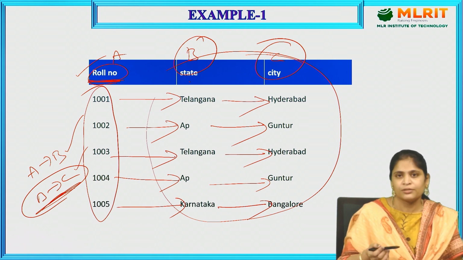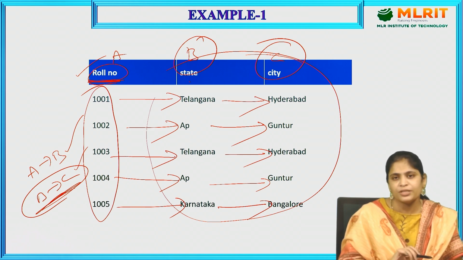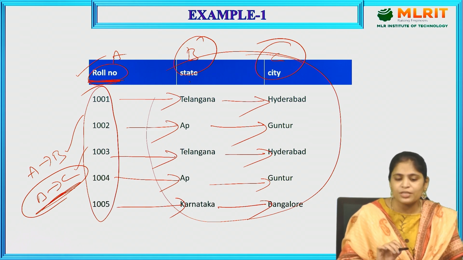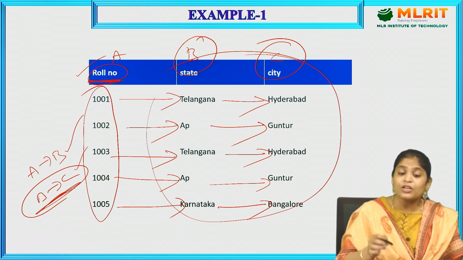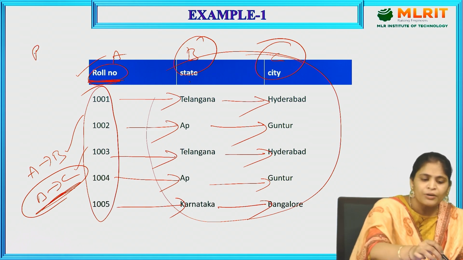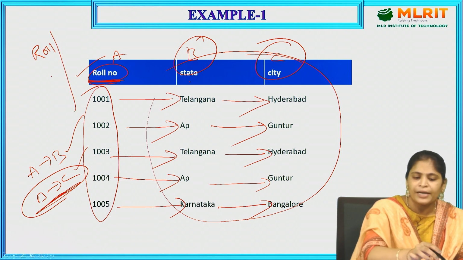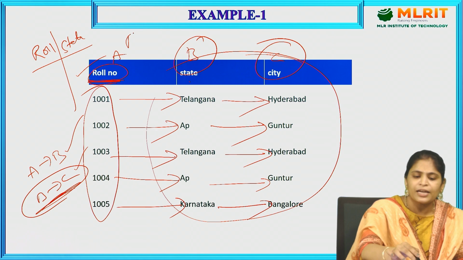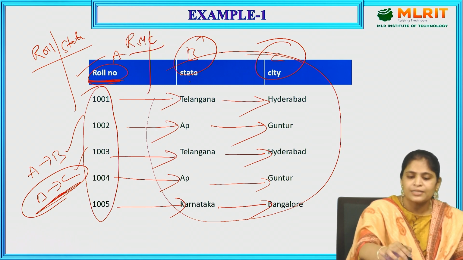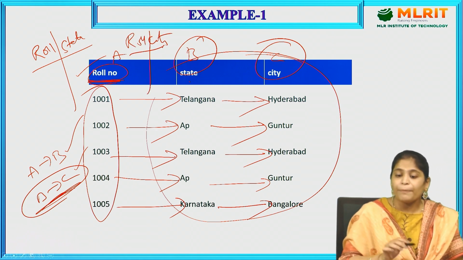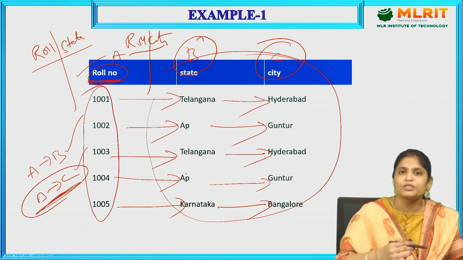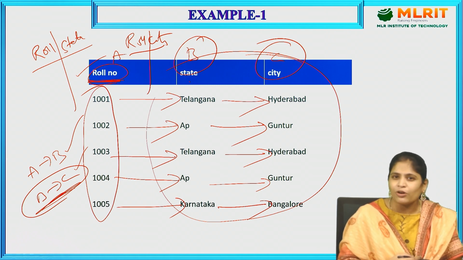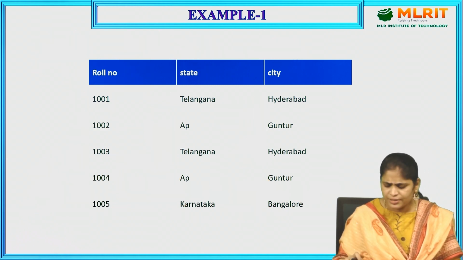So what is the solution? We need to decompose this table into 2 subtables. How can we decompose? By roll number and state. This is one table, roll number and state, and the other table is roll number and city. By splitting this table into 2 subtables, the problem will be solved. Clear? So let us discuss this one.